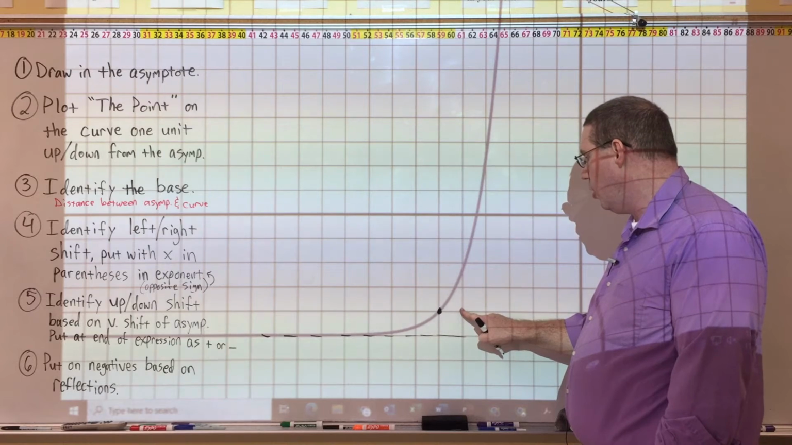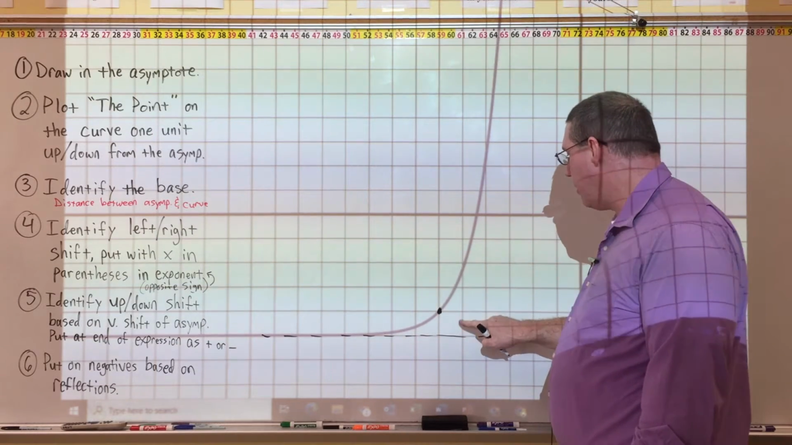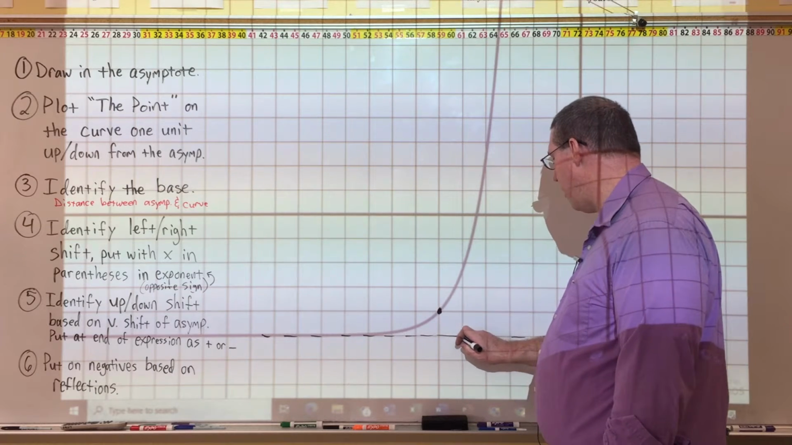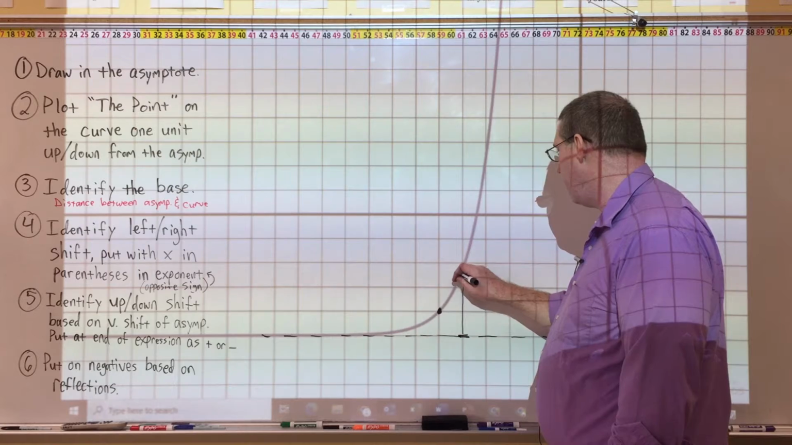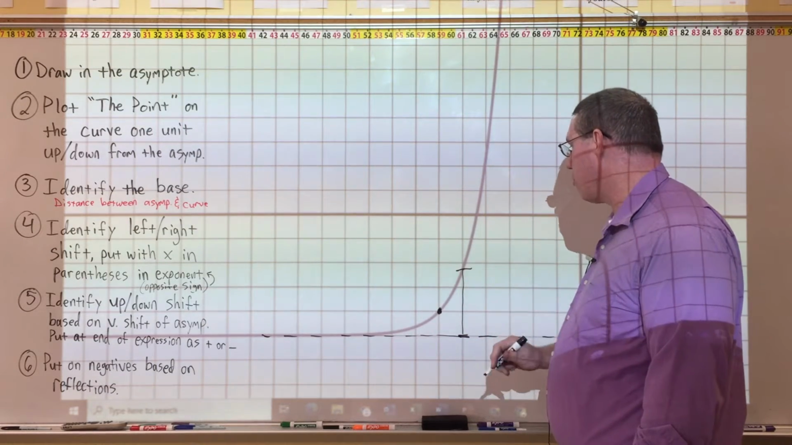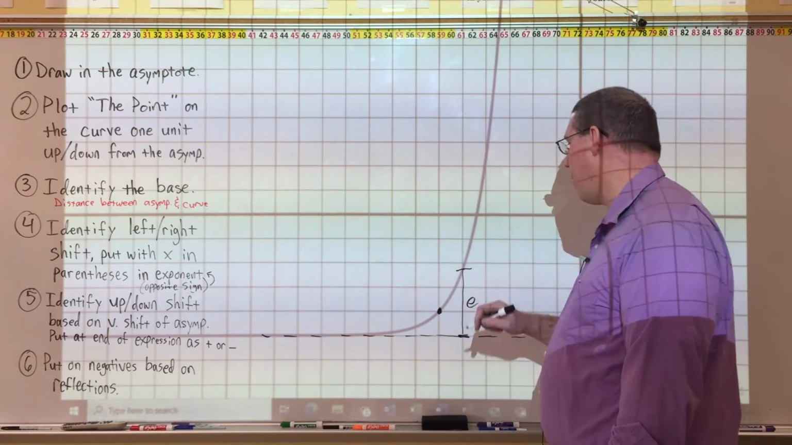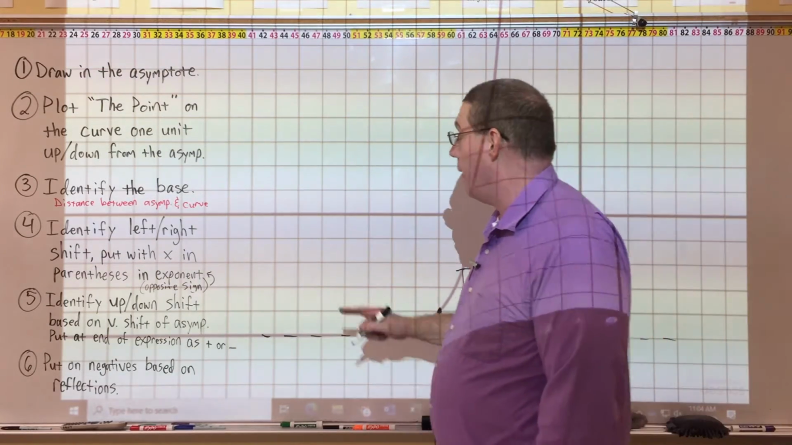So 1 unit over to where I'm between the asymptote and the curve. Then I'm going to go down to where the asymptote is right here and measure the distance from the asymptote up to the curve. Boom. Now that distance is more than 2, less than 3, but closer to 3. That means that this is a base of e. Okay? All right, now I've got my base.